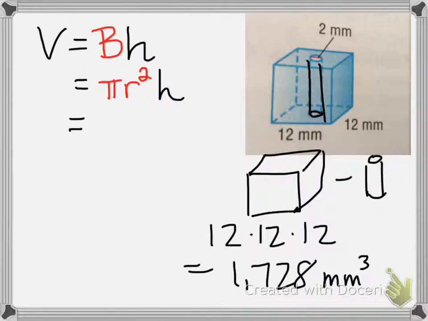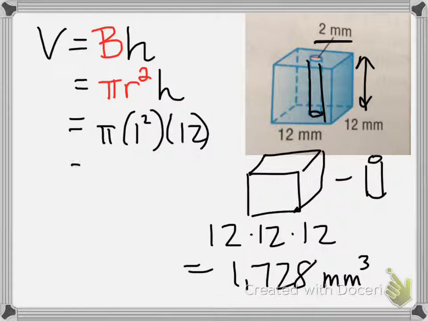Now the radius of that cylinder would actually only be half of the 2, because you can see that diameter is going all the way across. So the radius with this would actually be 1, which makes for a really easy calculation. And the height of this would be the same as the height of the cube, which would actually just be 12. You don't even need a calculator for this. 1 times 1 is 1, and then 1 times 12 is 12. So we find the volume of that cylinder to be 12 pi.